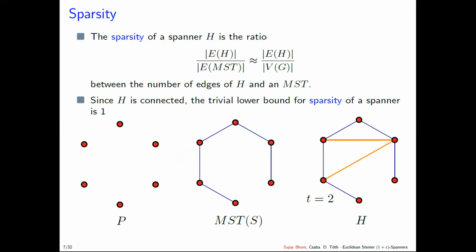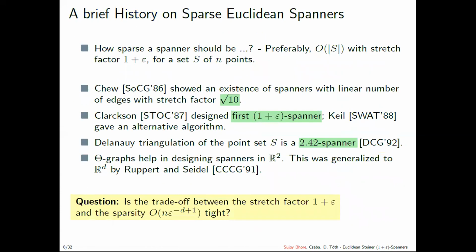Since the spanner is required to be connected, the trivial lower bound for the sparsity of a spanner is 1. In this example, we can see in the middle figure the minimum spanning tree of S, but if we want it to be a 2-spanner, then we need to add these 2 orange edges, and that would be the ratio for sparsity. So when we demand sparse spanners, the question is how sparse a spanner should be. Preferably, it should contain a linear number of edges, but then one can just report a tree, right? But that will have a very high stretch factor.